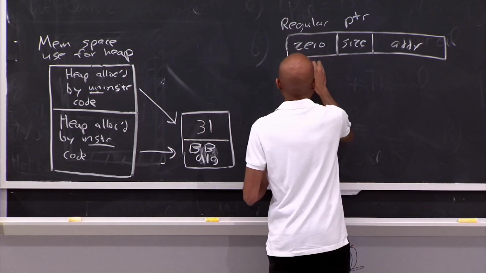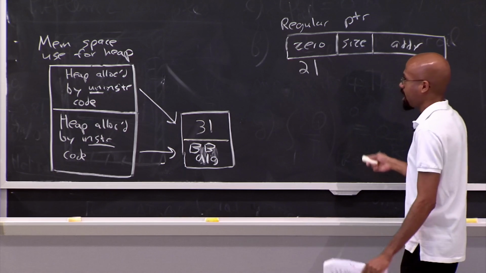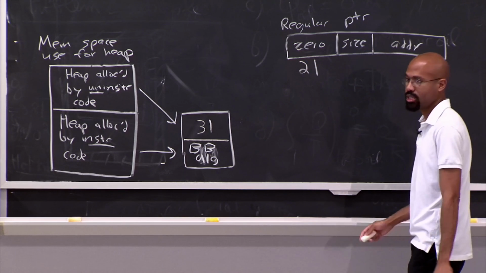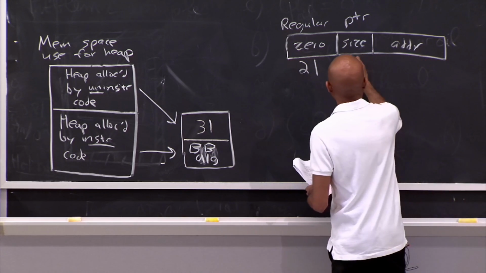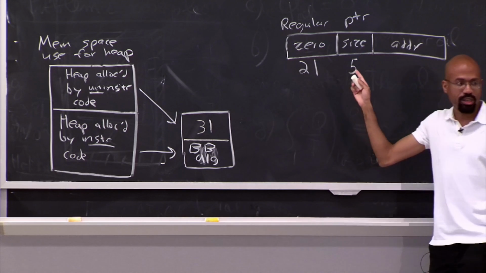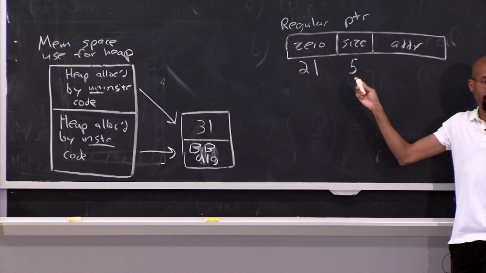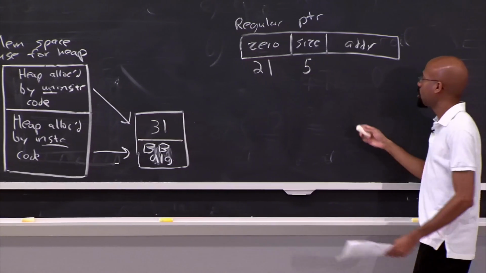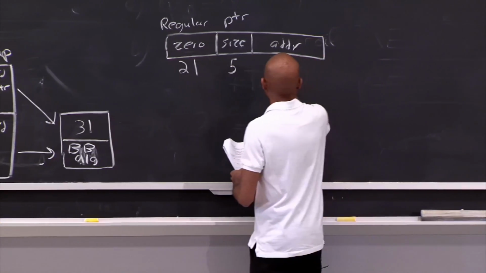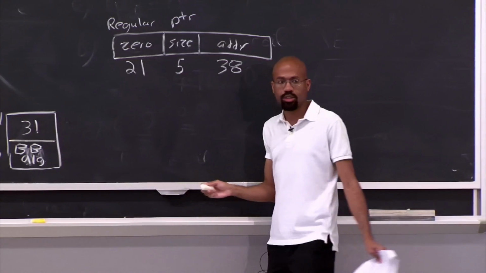So if the pointer is in bounds, we can basically just set the first 21 bits to 0. We can put the size in these 5 bits here, and once again, this is representing the log base 2 of the size. And then in the remaining 38 bits, we have just the regular address bits.